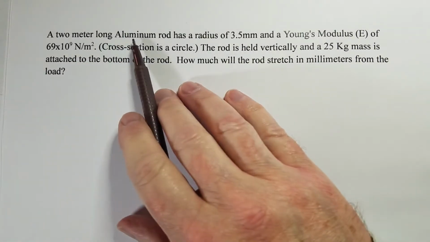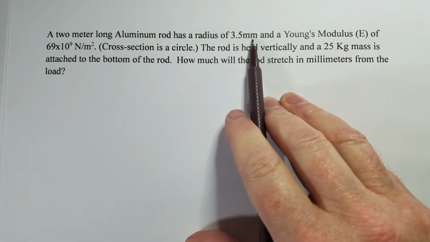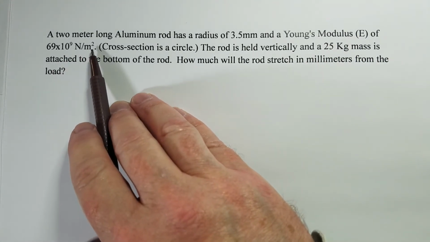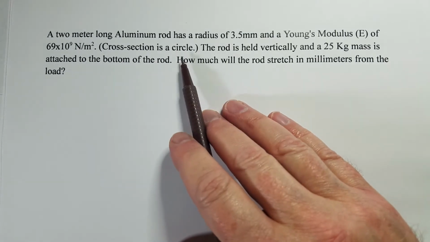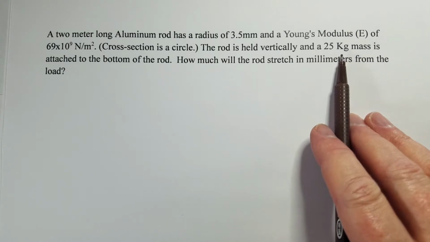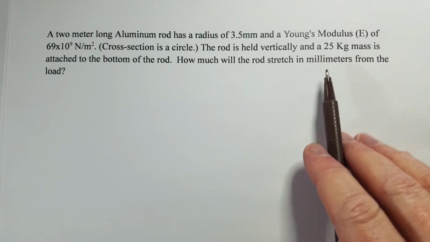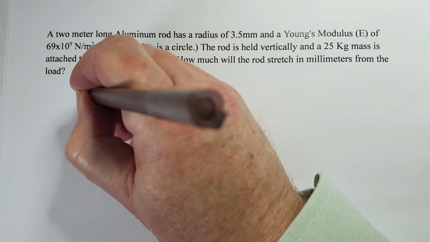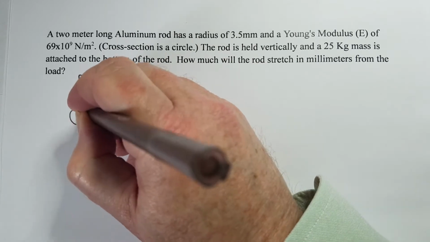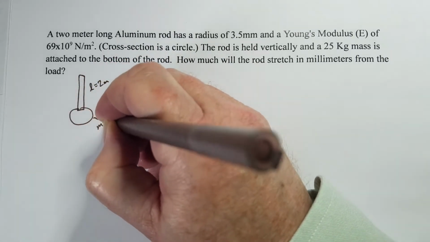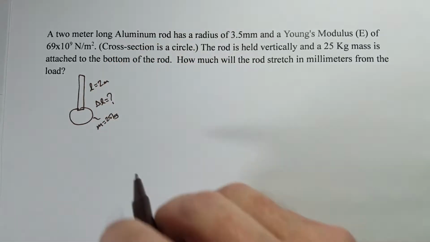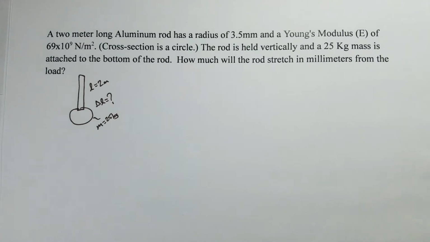We've got a 2-meter long aluminum rod, has a radius of 3.5 millimeters, a modulus of 69 times 10 to the 9th newtons per meter squared, and the cross-sectional area is a circle, so that's important. And we've hung a 25 kilogram mass at the bottom of it. We want to know how much it will stretch in millimeters. So we've got our rod. Originally the length was 2 meters, and we have attached a mass of 25 kilograms to it, and we want to find how much it stretches because we attach that mass to it.